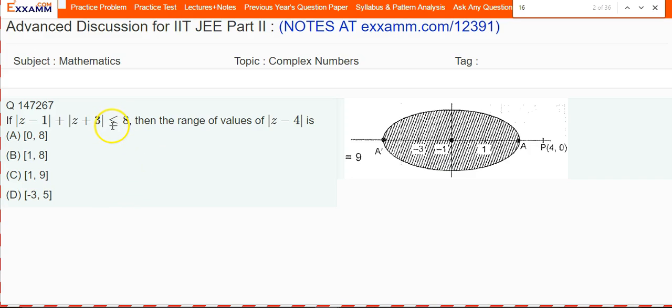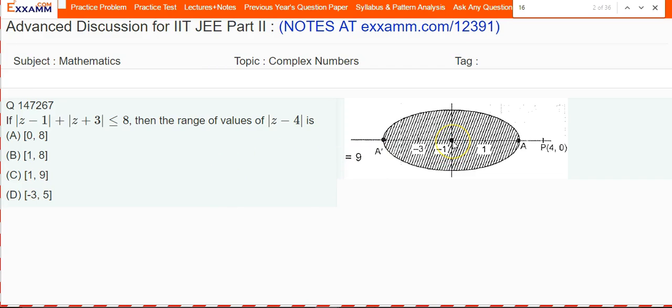Now since here we are saying it is less than or equal to, it means all points lying inside this ellipse with foci 1 and minus 3. So minus 3 is a focus, 1 is a focus, and we have drawn an ellipse like this, and it is less than or equal to 8. So what is the 8? 8 is this distance, A A dash is the 8.